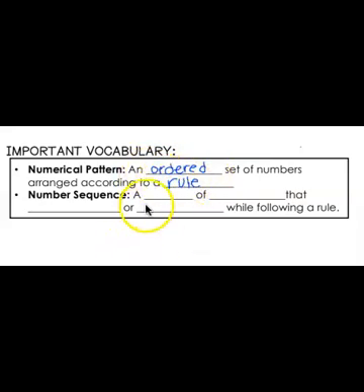The next one is number sequence, which is a list of numbers that increases or decreases. Make sure you spell this right. Since I'm spelling it for you, you need to make sure you copy it right. Increases or decreases while following a rule.